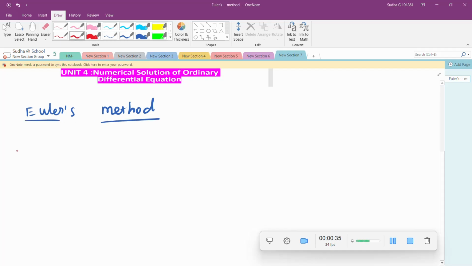So Euler's method general formula: y_{n+1} = y_n + h f(x_n, y_n). As usual, if we put n equal to 0, then we will get the y1 value. If we put n equal to 1, then we will get the y2 value. So based on the problems, we have to find out the y values, where n equal to 0, 1, 2, and so on.